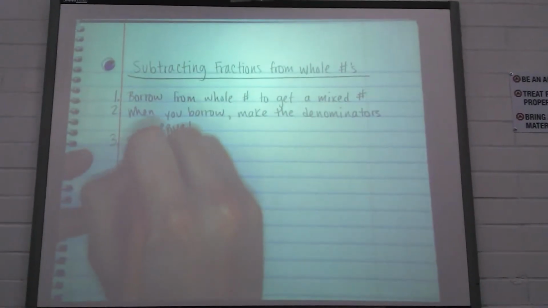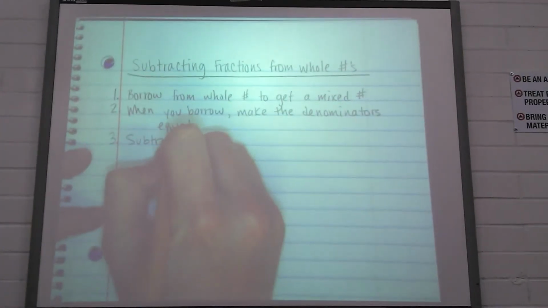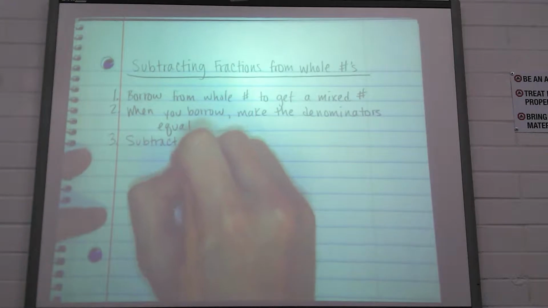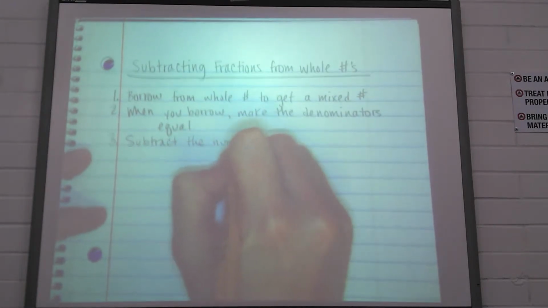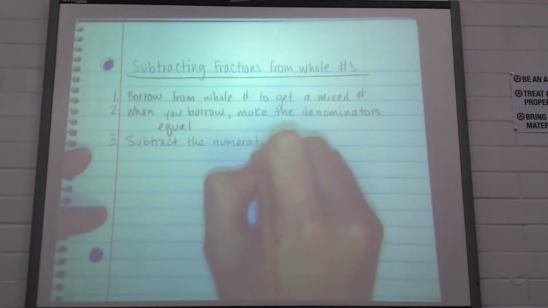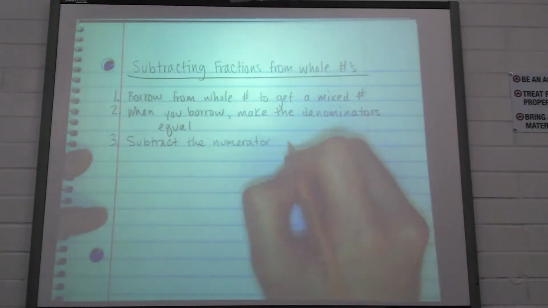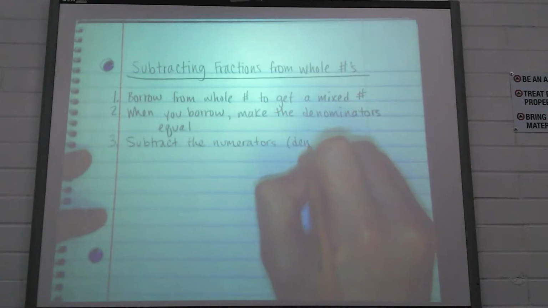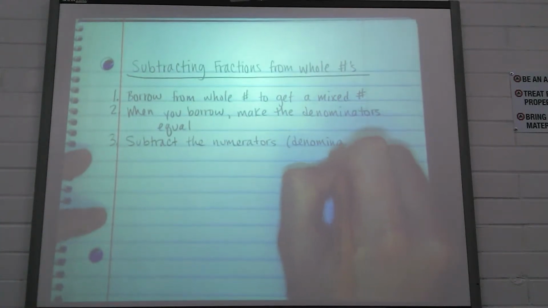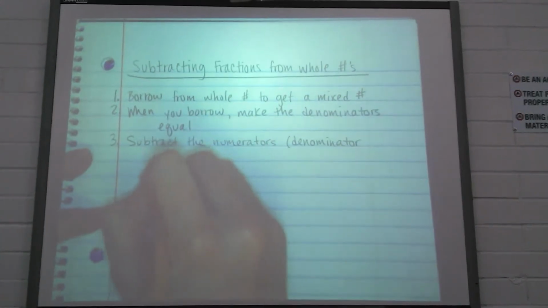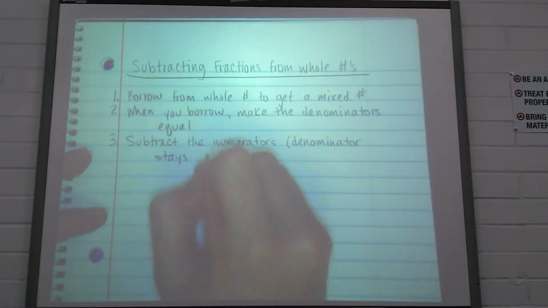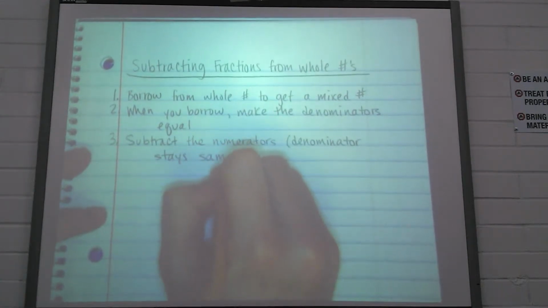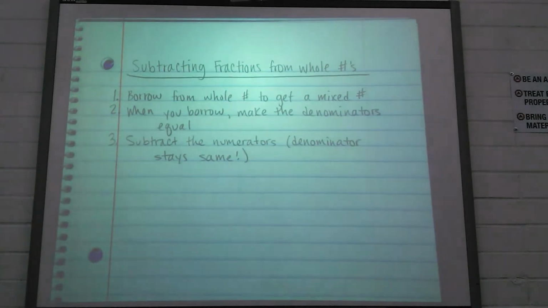Okay, so then the third step is to actually subtract the numerators, which are the top numbers, of course, because we never subtract the bottom numbers. Subtract the numerators and the denominator stays the same. Always stays the same whenever you add and subtract fractions.